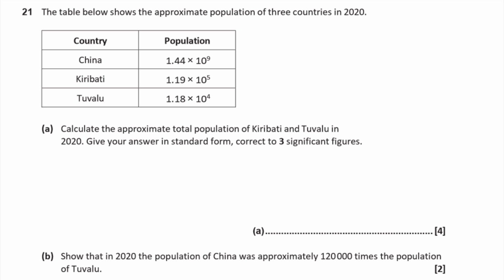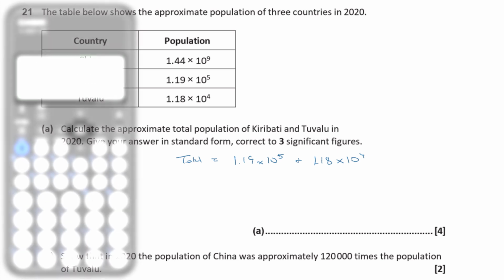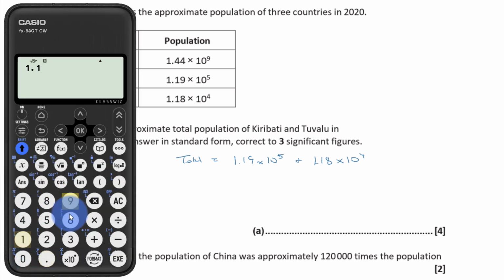So the total population of these 2 countries is going to be those 2 amounts added together, isn't it? So total is equal to 1.19 times 10 to the 5 plus 1.18 times 10 to the 4. I'm just going to use the exponent key on my calculator for typing in standard form. I type in the mantissa part, 1.19, then press the exponent key and type in the power. Then I add on the next number: 1.18, type in the mantissa part, press the exponent key, type in the power.